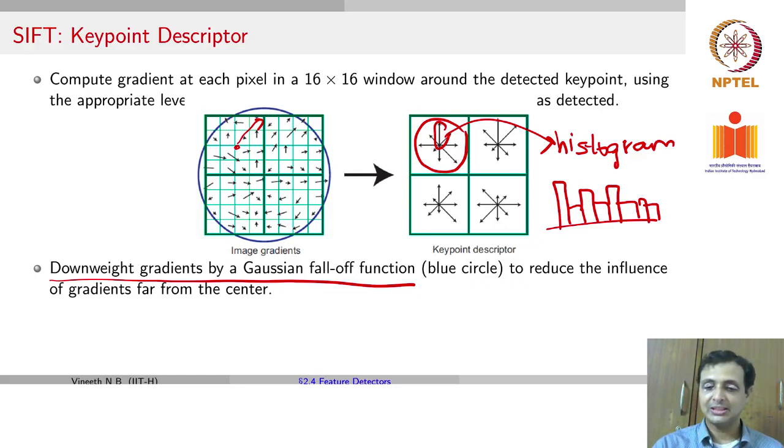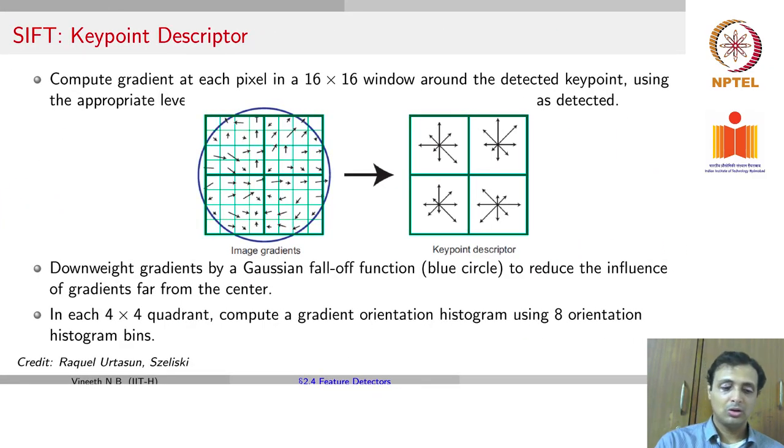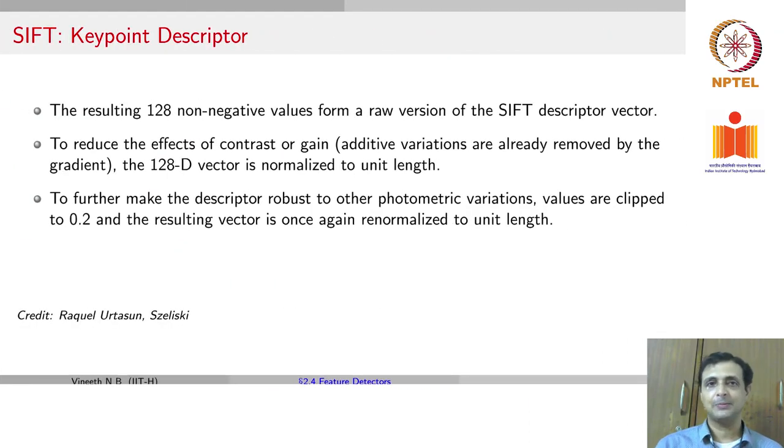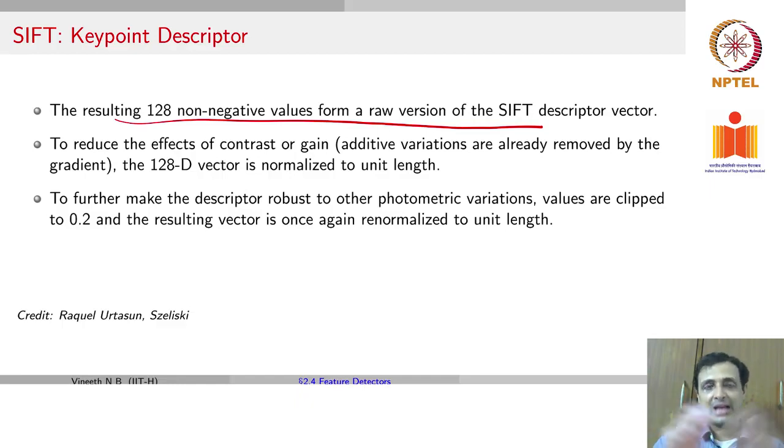Okay, so the length here denotes the strength of the bin in the histogram. In each 4x4 quadrant, you compute your gradient orientation histogram using 8 orientation bins. Once you do this, you're going to have a total of 16 histograms, each with 8 values. This set of 16 times 8, which is 128, becomes your raw version of a SIFT descriptor. So this is how you describe that key point, just by the gradient orientations of the neighborhood around that key point.